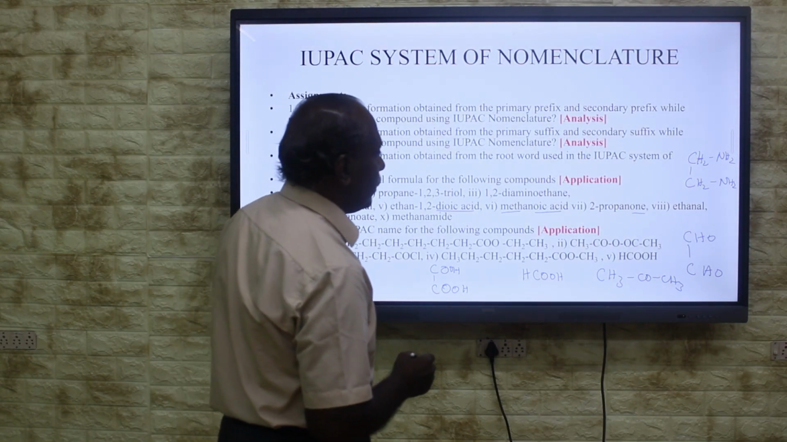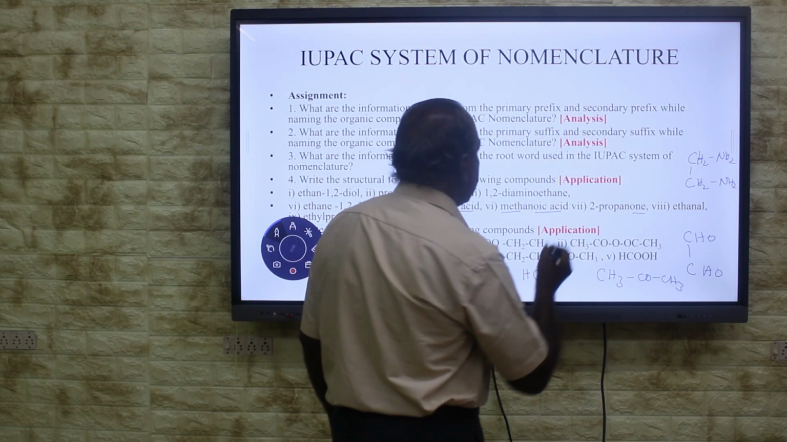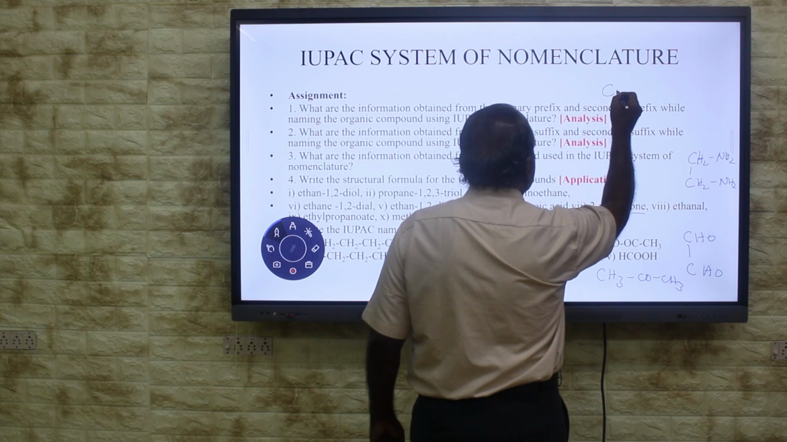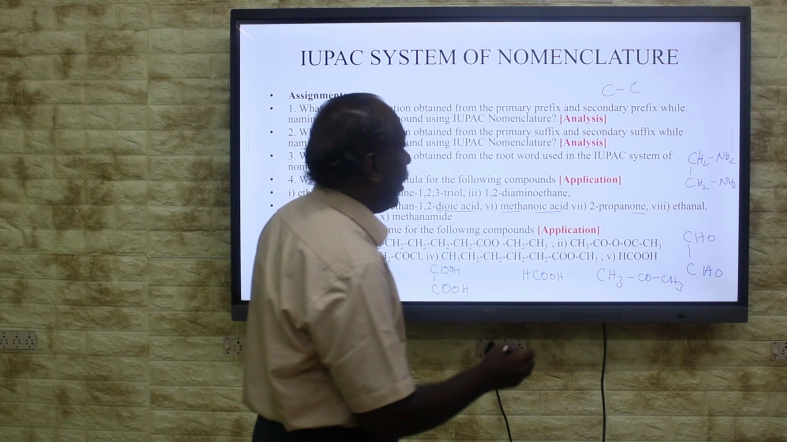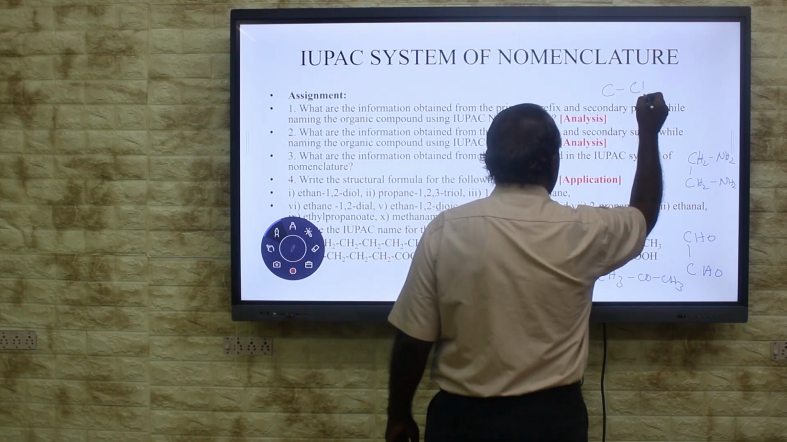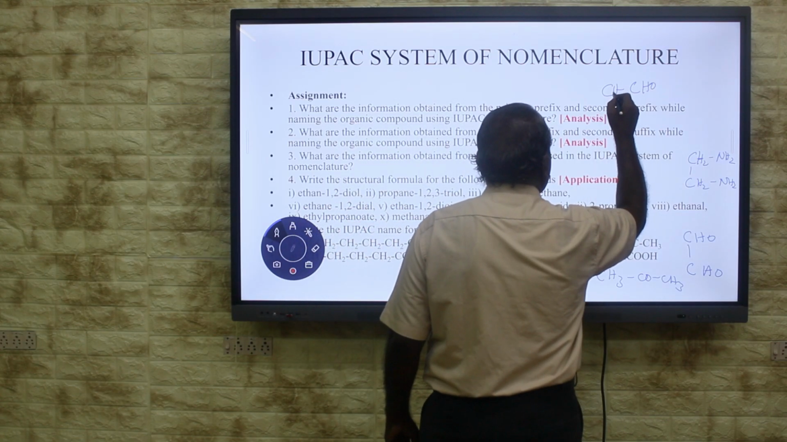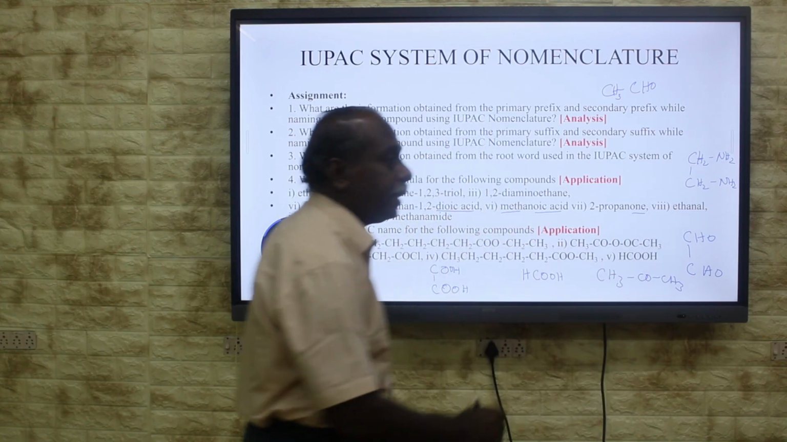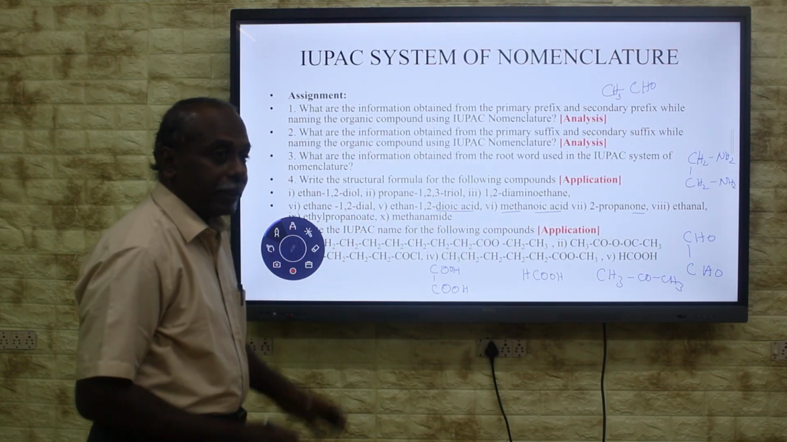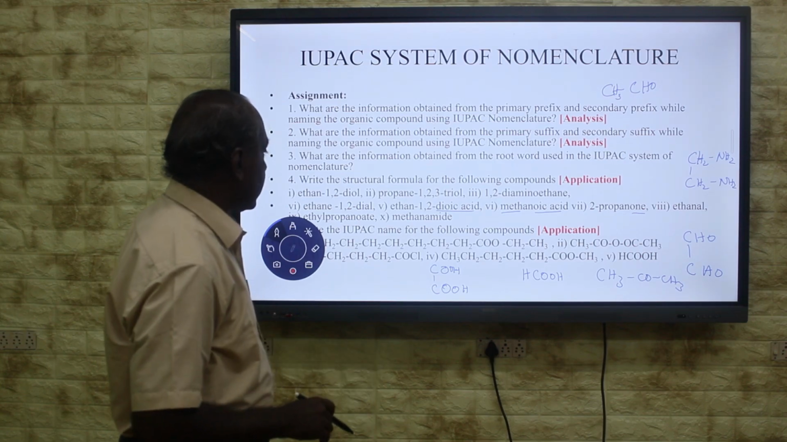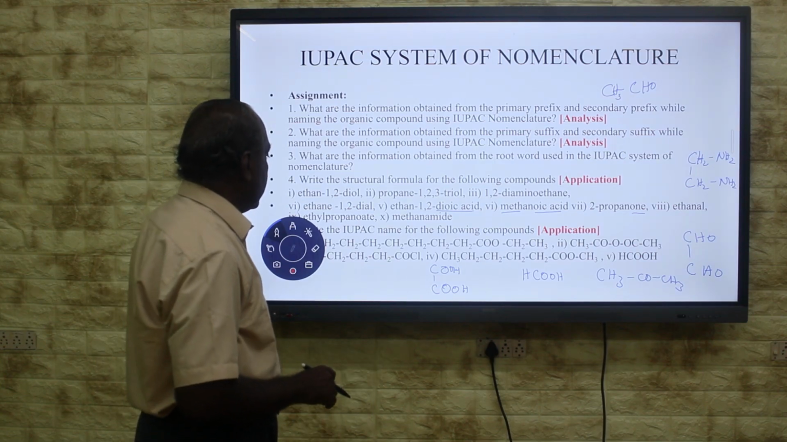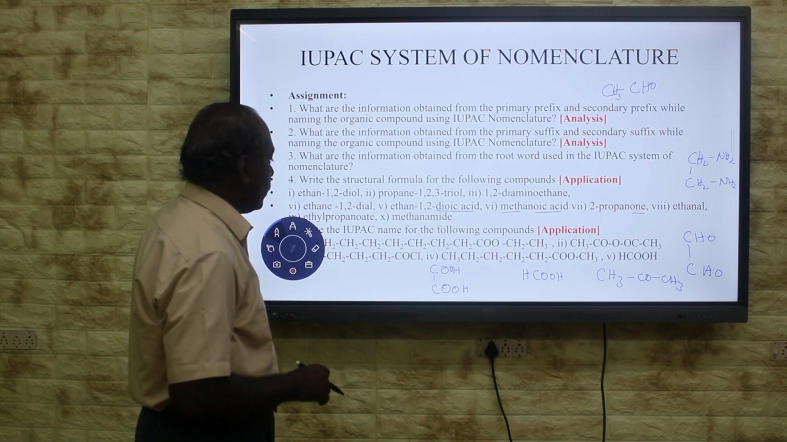And ethanal. Eth, 2 carbons, the first carbon is aldehyde. The remaining valency is satisfied by hydrogen. Ethanal: one carbon is aldehyde, another one is a methyl group. In that way, we are going to write the structure of this compound.